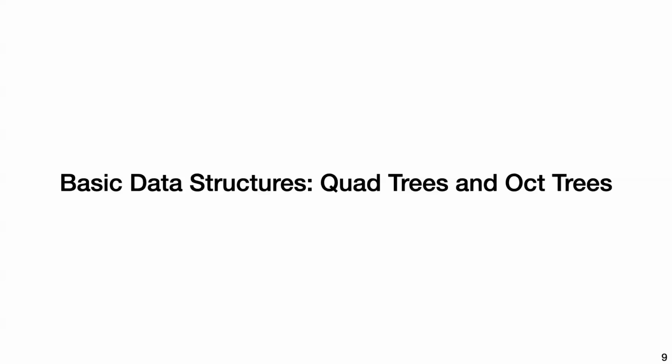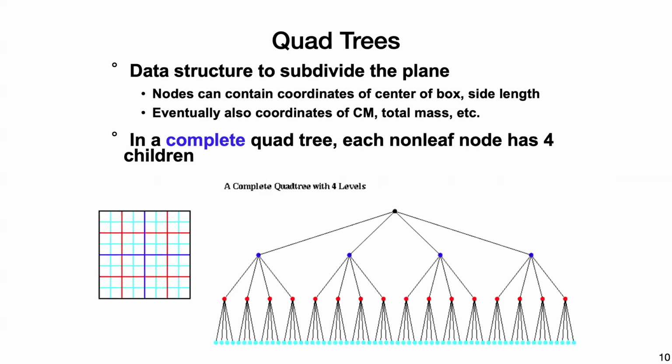So the basic data structure that we're going to use for these n-body simulations is called quadtrees and octrees. These are something more fundamental. You could use quadtrees and octrees for other applications, not just n-body simulation. They're frequently used in graphics processing, for example. Quadtrees and octrees are classical spatial data structures.